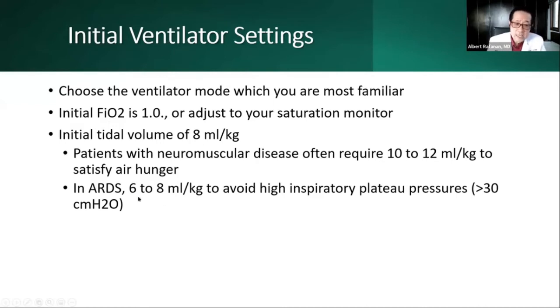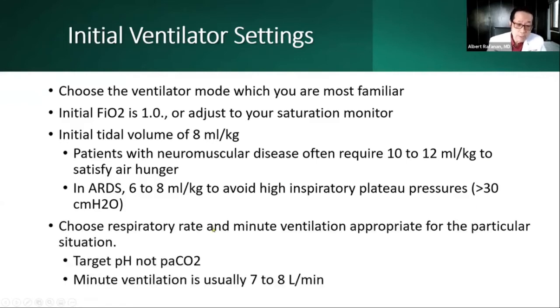In ARDS, we have to put them at 6 to 8 ml per kilogram of ideal body weight to avoid high inspiratory plateau pressure. The plateau pressure that we have to limit them to has to be less than 30, to avoid greater than 30. Okay. Choose respiratory rate and minute ventilation appropriate for this particular situation. In this case, we should always target the pH. If the PCO2 is high, that's not a problem. The pH is more important. That is where we usually adjust our ventilator setting.